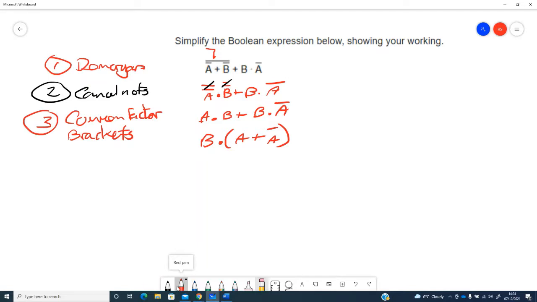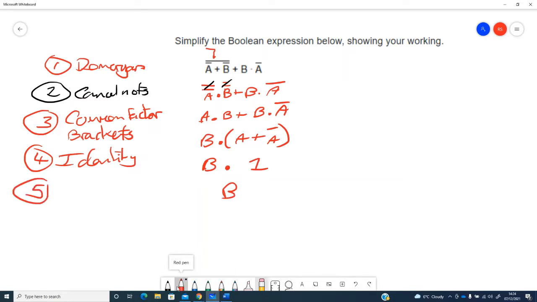Well, A or not A is always going to be equal to 1, and that's identity. So we've looked at the identity and we've said that it's equal to 1. So now B and 1. So B and 1 will always be B. So by identity again, we have come to the answer. So our answer is B.